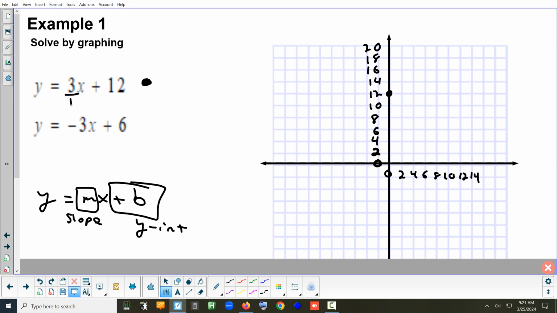So you're going to go up 3 and right 1, but remember, our graph goes by twos. So if you go up 3 from 12, what number would you be at? 15. And then we have to go right how much? Right 1. So that's up 3, right 1. Okay, you go by twos, that's how it looks. All right, let's do it again. If you go up 3 from 15, where would you be?